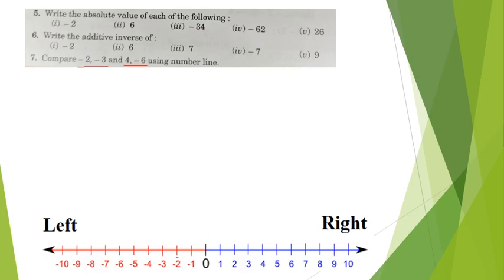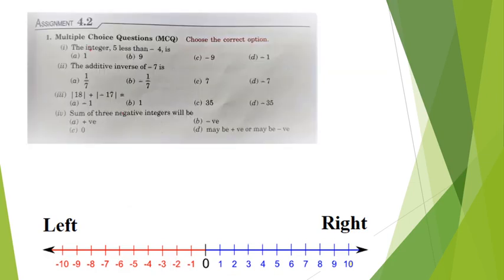Where is my -2? -2 is here. And where is -3? -3 is here. Now you have to compare the numbers, meaning which one is greater and which one is smaller. The -2 is on the right of -3. So we can write -2 is greater than -3. Just like this, compare 4 and -6.